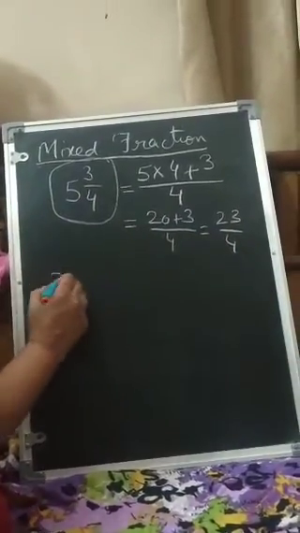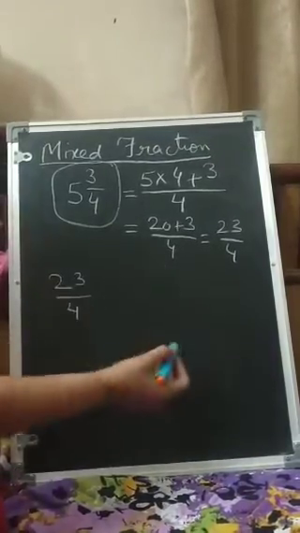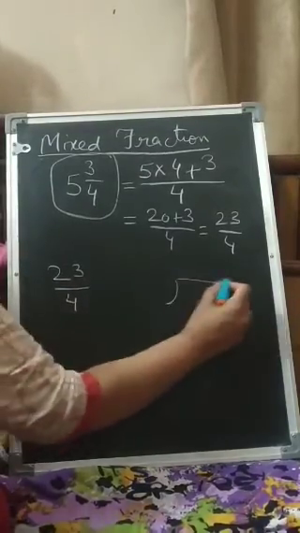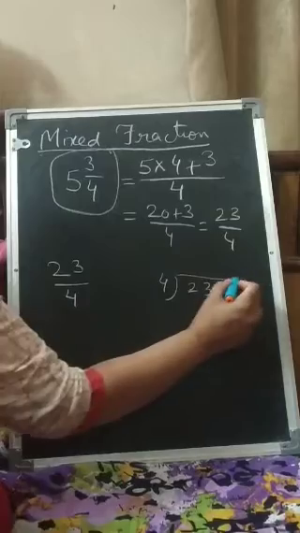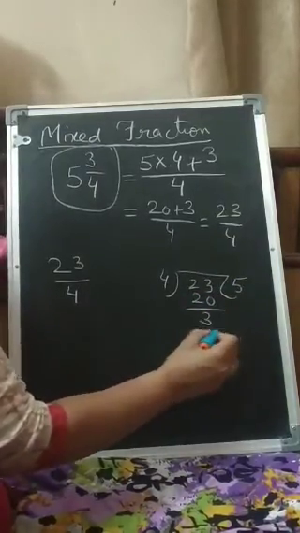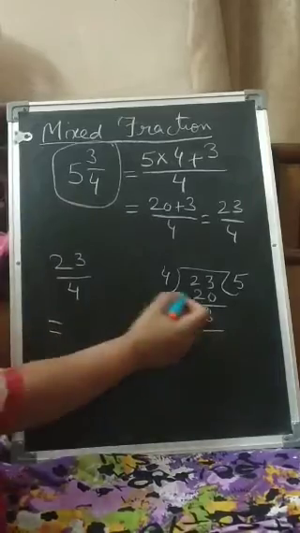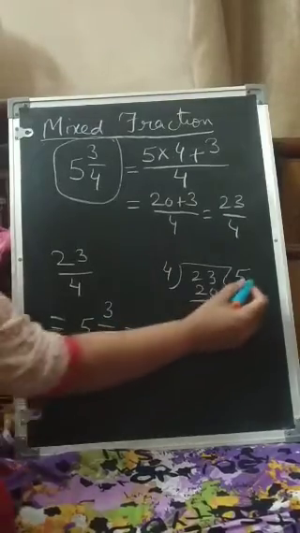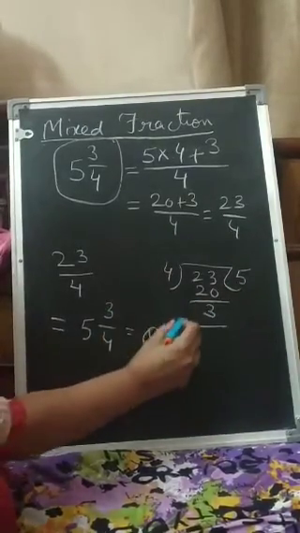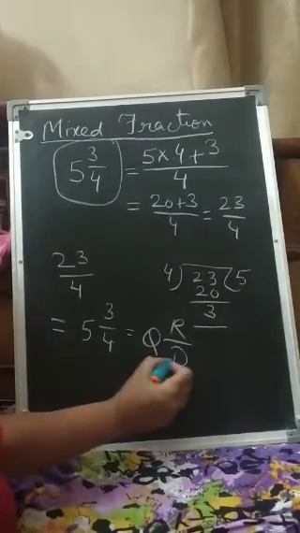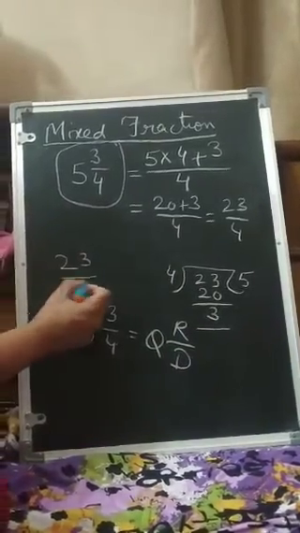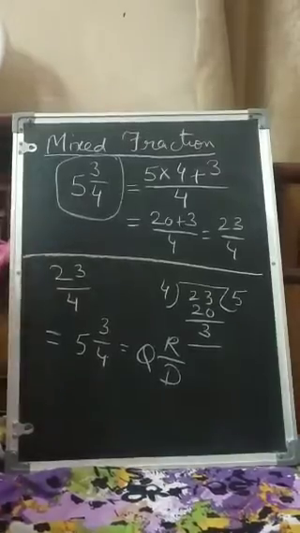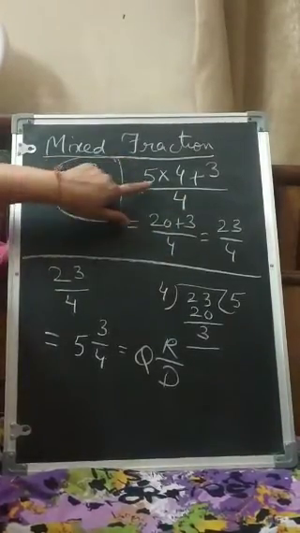Now I can tell you how to change improper fraction into mixed fraction. There is an opposite relation. What is the method? 23 over 4. You will divide 23 by 4. 4 5s are 20. Now how will we write the mixed fraction? 5, 3 by 4. 5 is our quotient, 3 is our remainder, 4 is our divisor. So when we want to change improper into mixed, this is the method: quotient, remainder over divisor. And when we want to change mixed to improper, then we will follow the previous method.